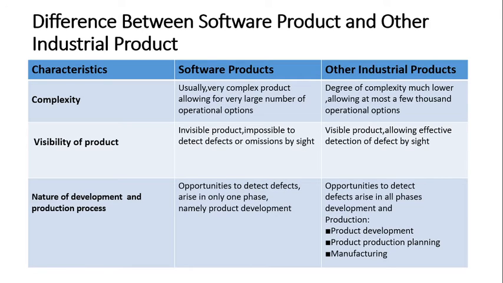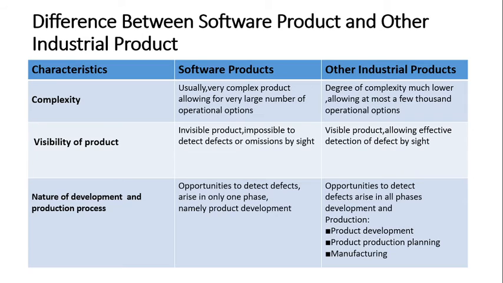That is, we discussed that MS Word and the sum of the machines do not have more than thousands of modes of operation. Then the second one is the visibility of the products. Software products are invisible products, making it impossible to detect defects or omissions by sight. Other industrial products are visible products, allowing effective detection of a defect by sight.